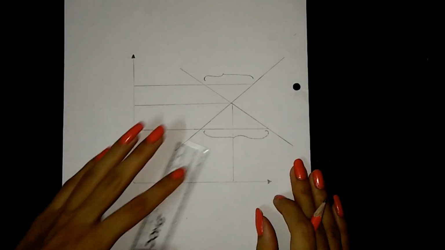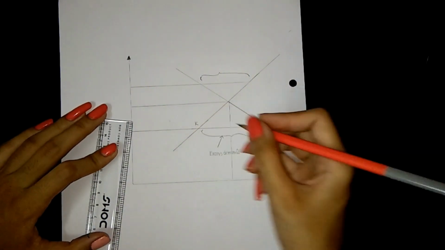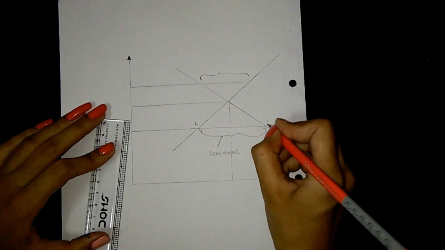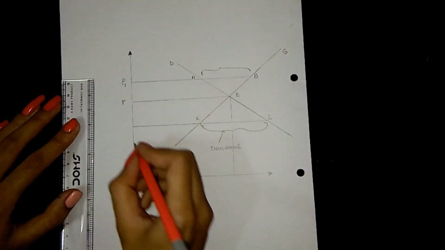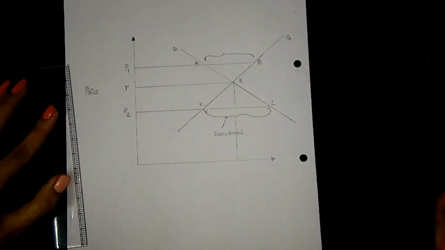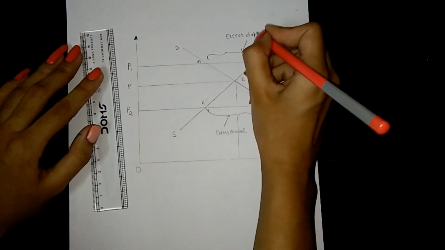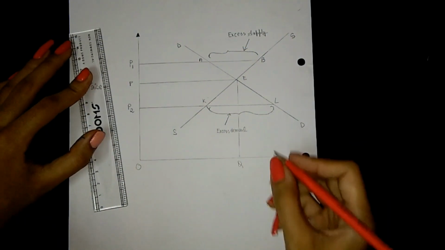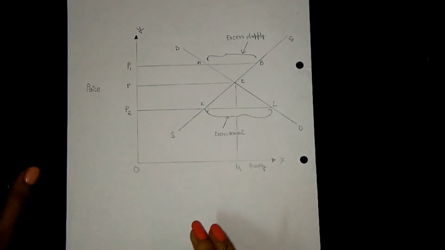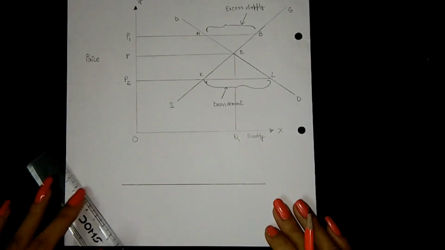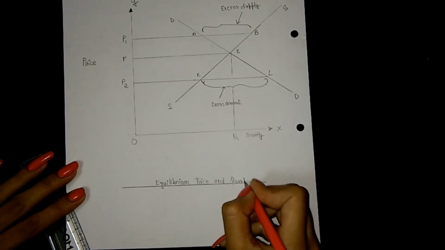This is showing demand, excess demand. Labeling is a must in the diagrams. And this is the excess supply. So write the XY axis, and please don't forget to label the diagram. Okay, we are done with the diagram.